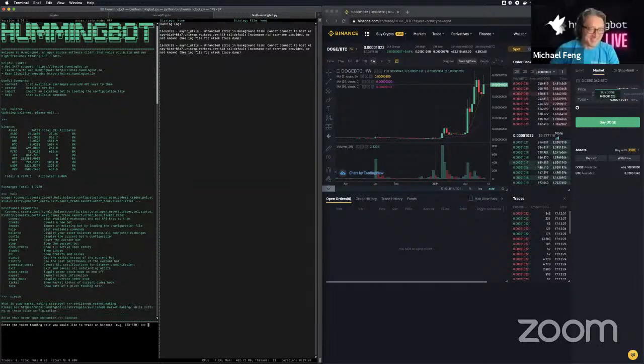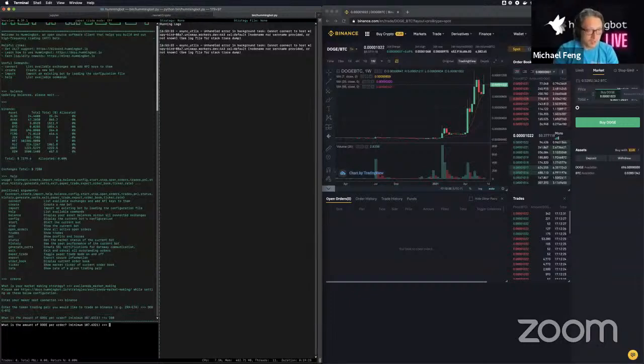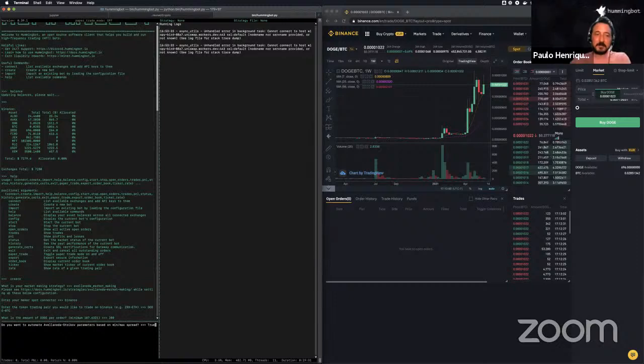Yeah. So let's say Binance, and I'm going to pick the Doge BTC market here, and so Doge per order. Let's call it maybe 200 Doge per order. And so I'm going to answer some questions based on the Avellaneda Stoikov model. The first one is: do you want to automate Avellaneda Stoikov parameters based on min-max spread?